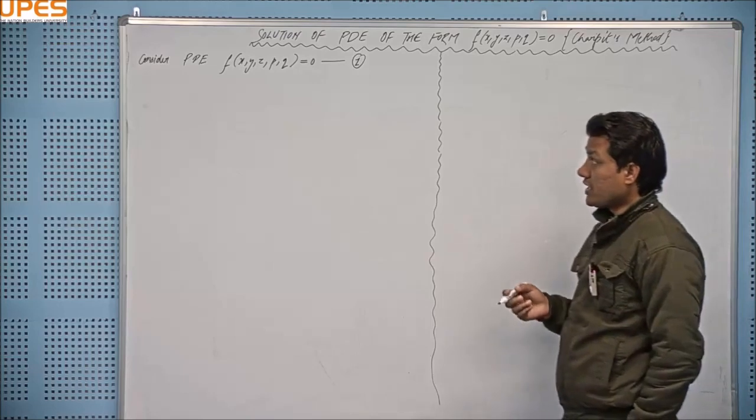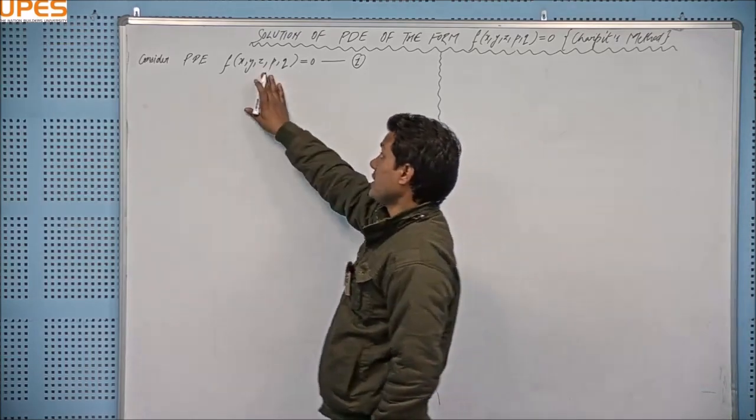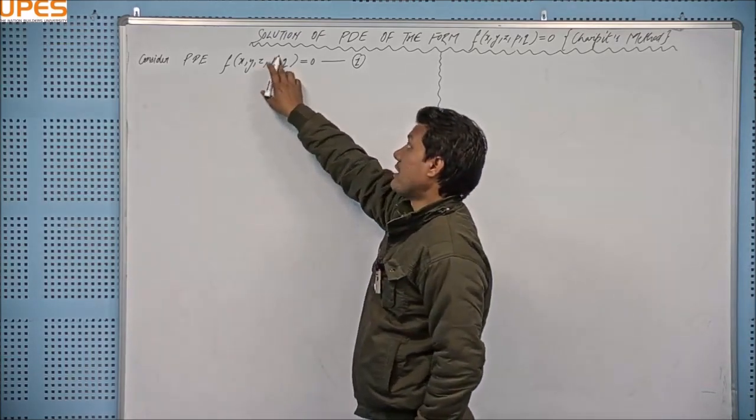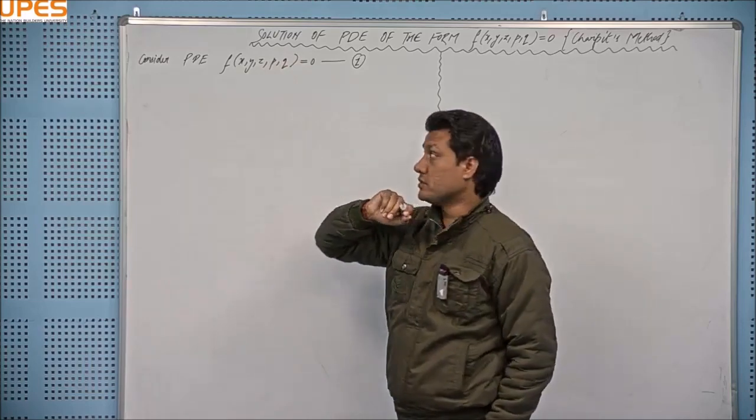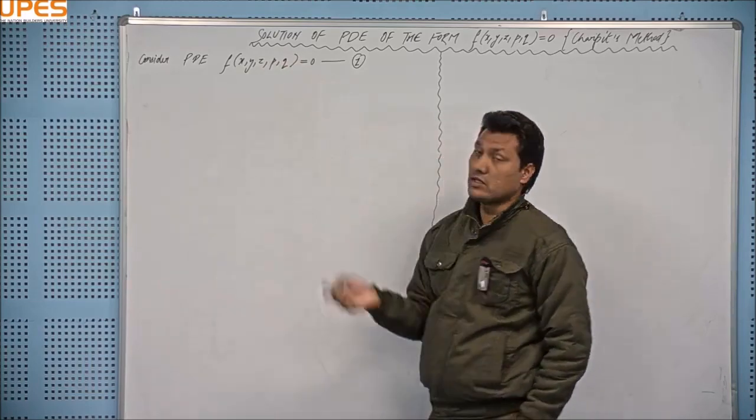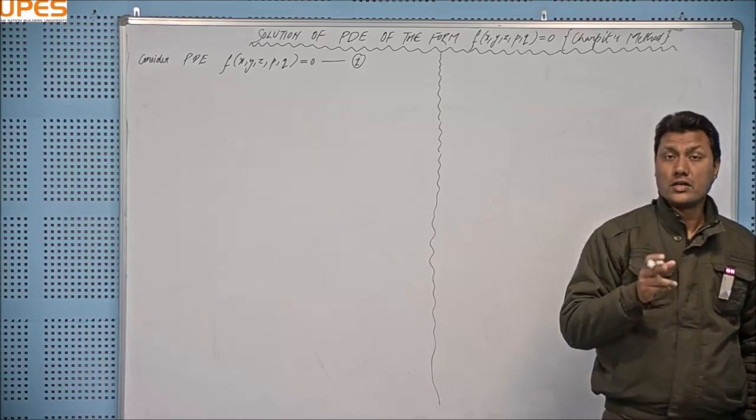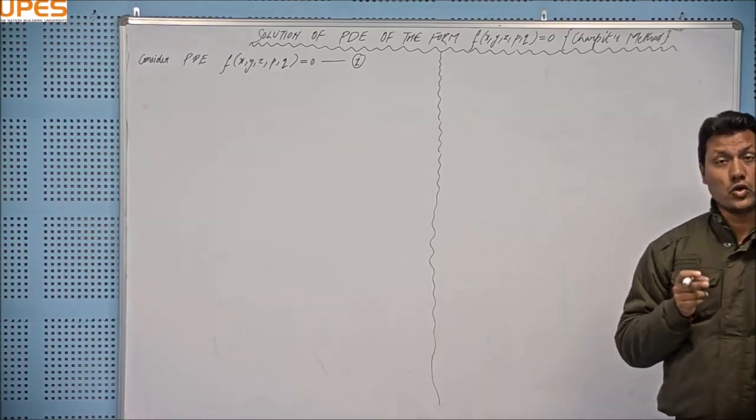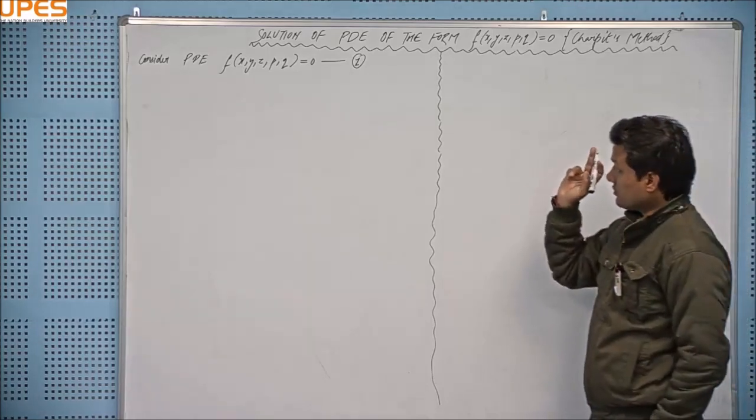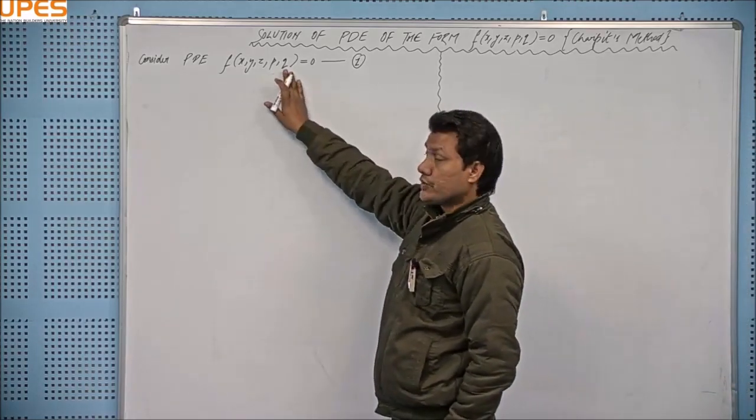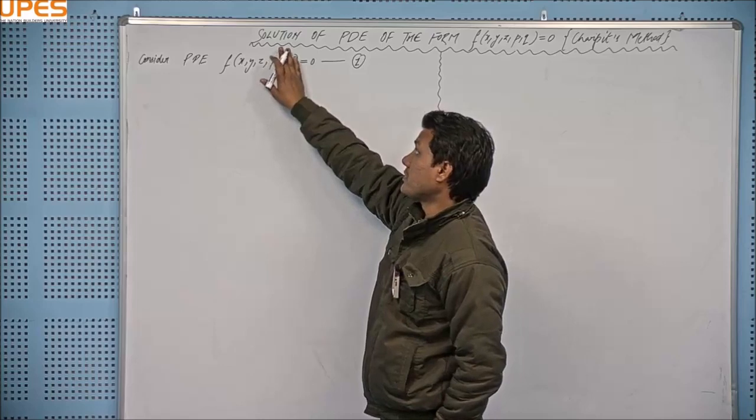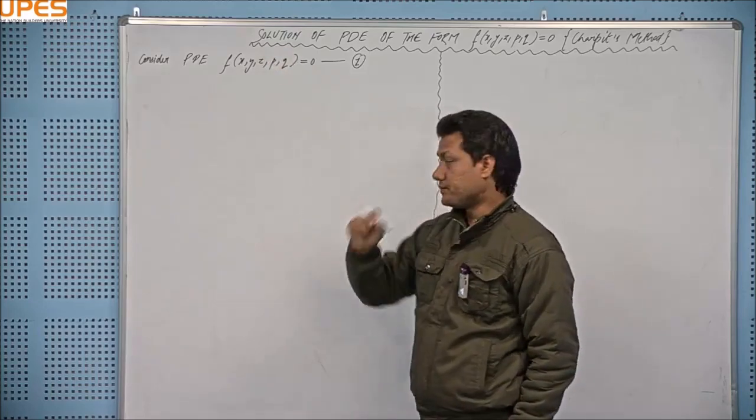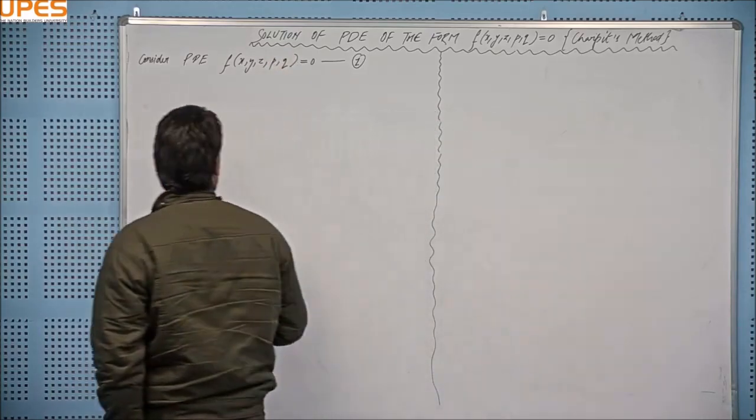But this is the more generalized form. In this PDE, we can have some powers of p and q also. It means you are not restricted to solving PDEs of first order and first degree. This Charpit method allows us to solve an equation involving p and q and p raised to the power 2 or 3, anything, right?